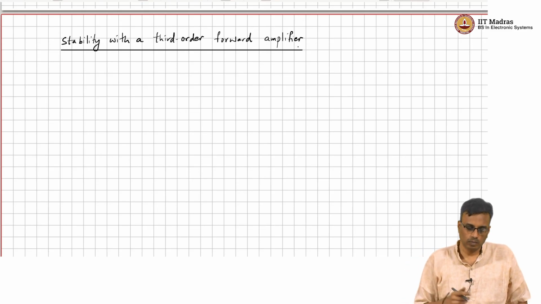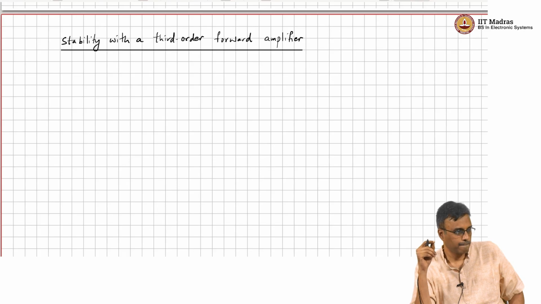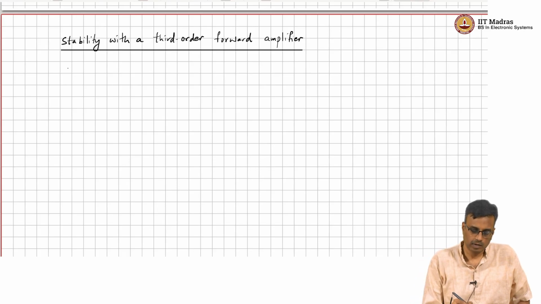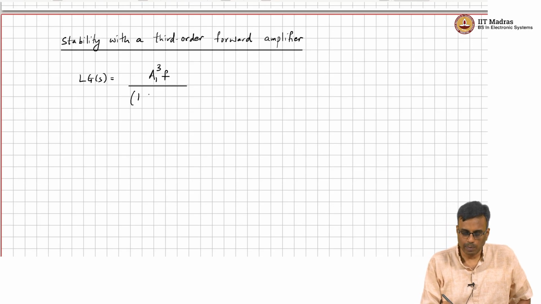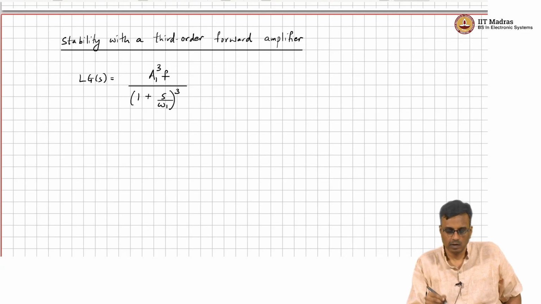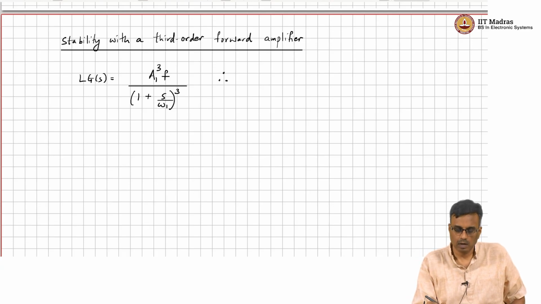And so, what do we do? Now the loop gain function is nothing but A1 cube times f divided by 1 plus s over omega 1, the whole cube, because identical stages are assumed.